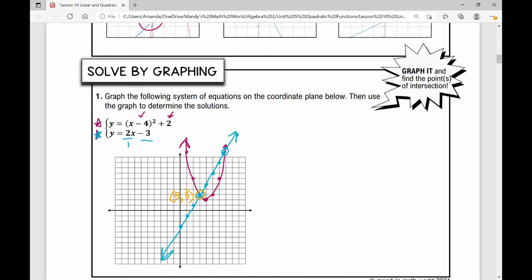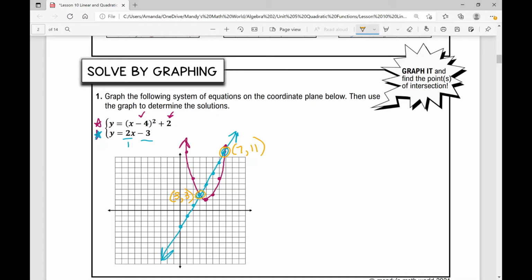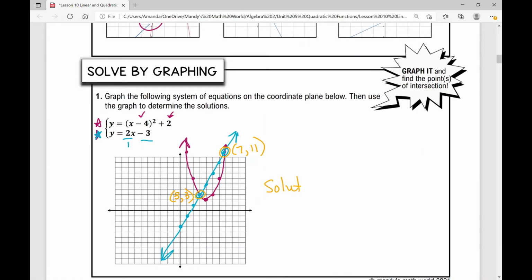So here we have 2 points of intersection. We're going to have 2 solutions. And then this point up here, if you want to find that point, it's right 7, up 11. So 7, 11. So my solutions in example number 1 are (3, 3) and (7, 11).